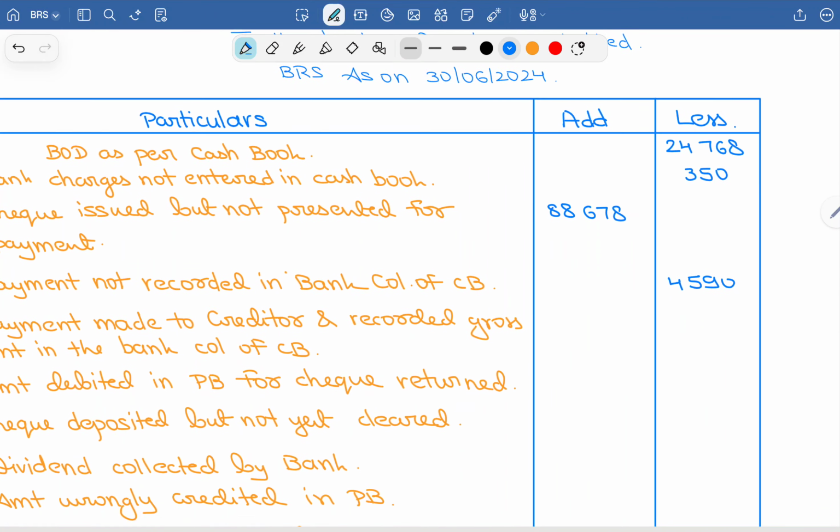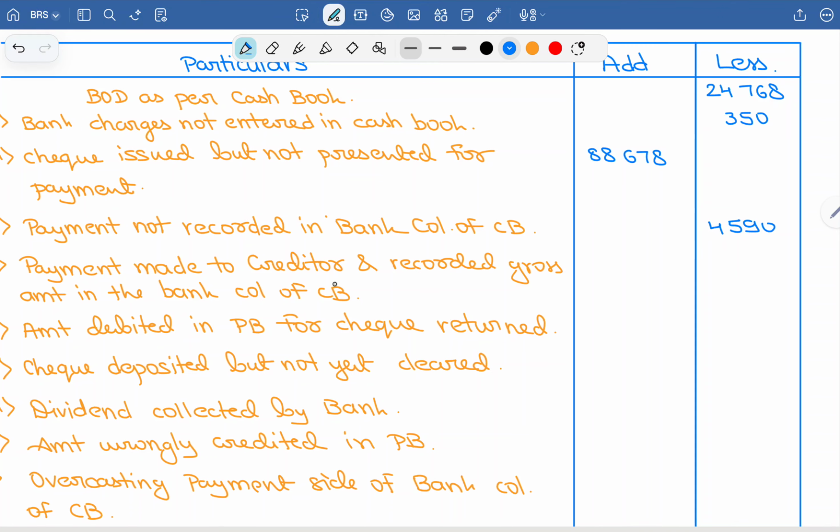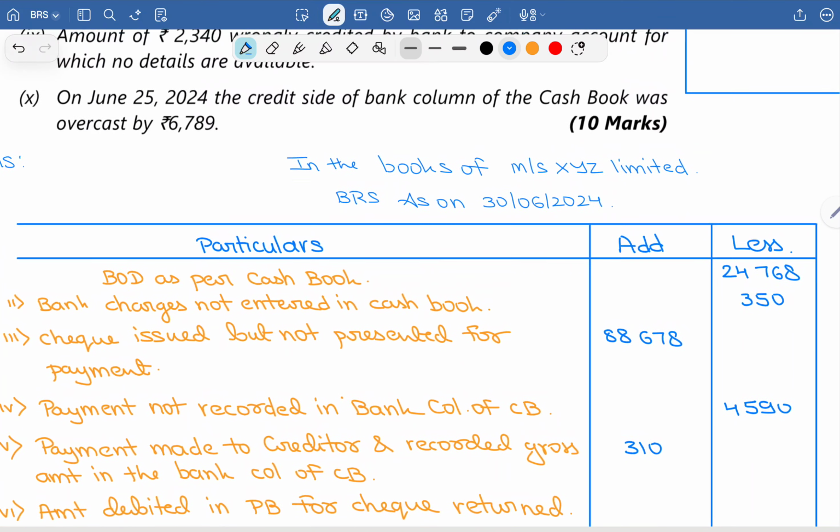So come back to the answer. Payment made to creditor and recorded the gross amount in the bank column of the cash book. Add column 310. Simple one.